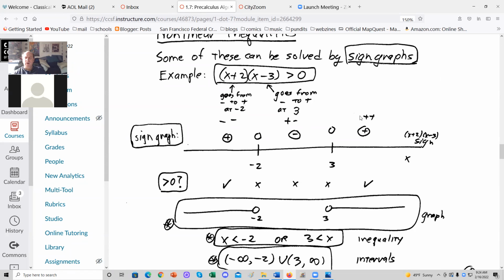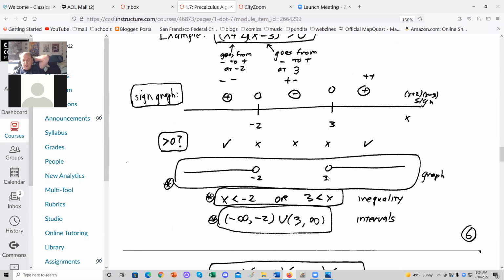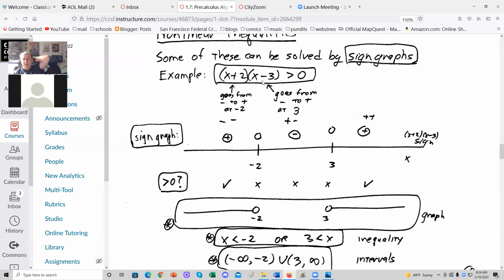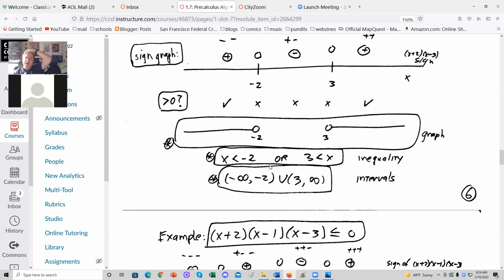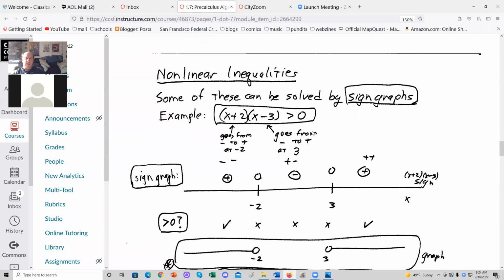Now, let's see. When is it bigger than 0? Yes, here. Not here, not here, not here, yes, here. So it is greater than 0 at less than negative 2 and at greater than 3. So that's the graph of this inequality. It's written as an inequality: x less than negative 2 or 3 less than x. And as interval notation, it's minus infinity to negative 2, union 3 to infinity. This is the solution of this.